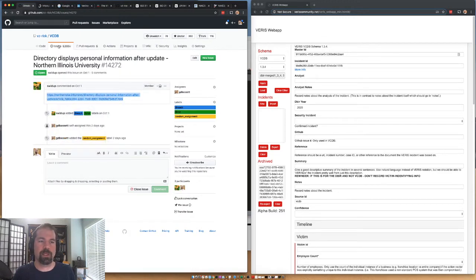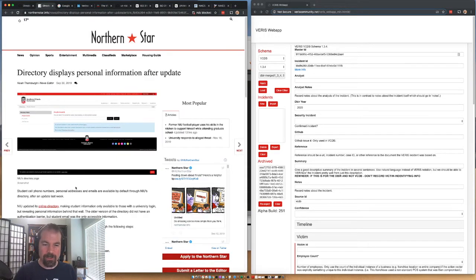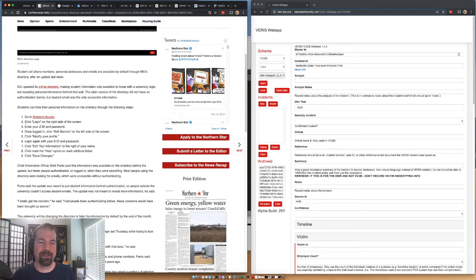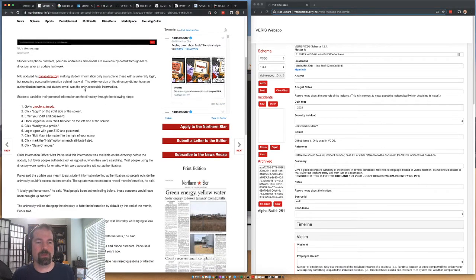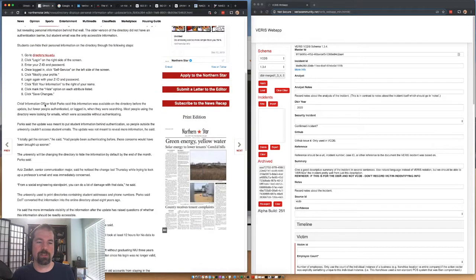Directory displays personal information after update. Someone was being helpful. It comes with addresses, with directions. Students' cell phone numbers, personal addresses, and emails are available by default through NIU's directory after an update last week. NIU updated its online directory, making information only available to those with the university login, but revealing personal information behind the wall. The old version of the directory did not have an authentication barrier, but students' emails were the only accessible information. Students can hide their personal information. The CIO said the information was available in the directory before the update, but few people authenticated or logged in when they were searching.